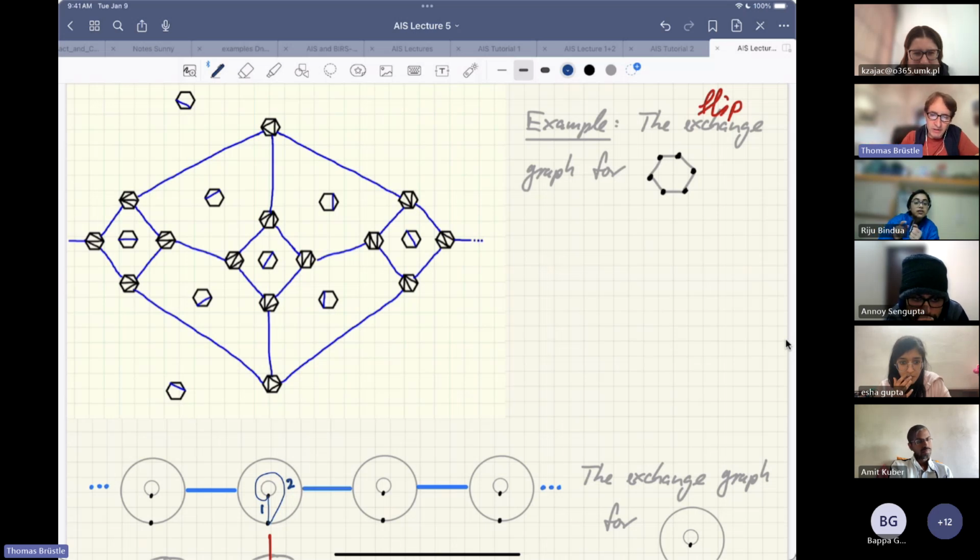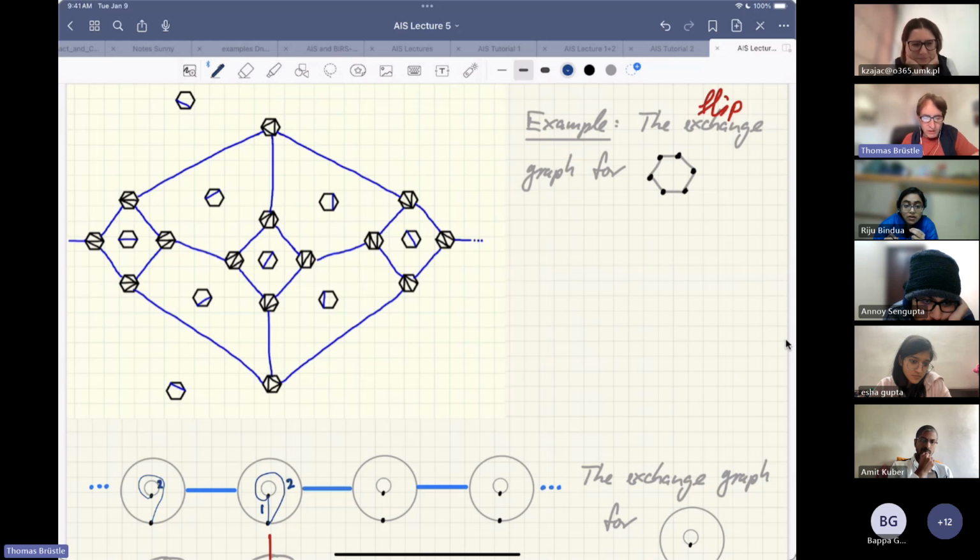Okay, I can help you. I do the easy part. If I flip arc number 1, I will keep arc number 2. Good. That was the easy part. Arc number 2, I keep it. What happens to arc number 1?